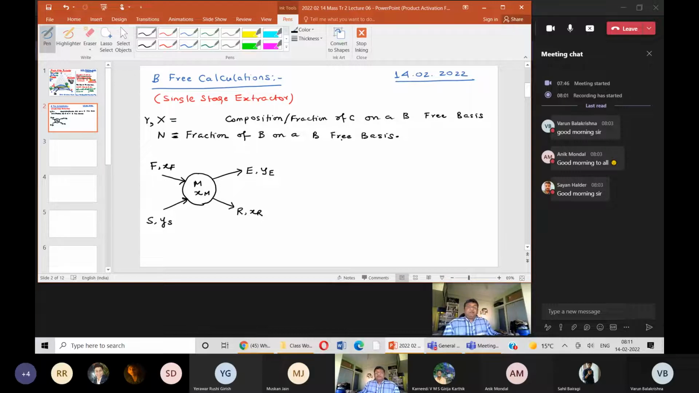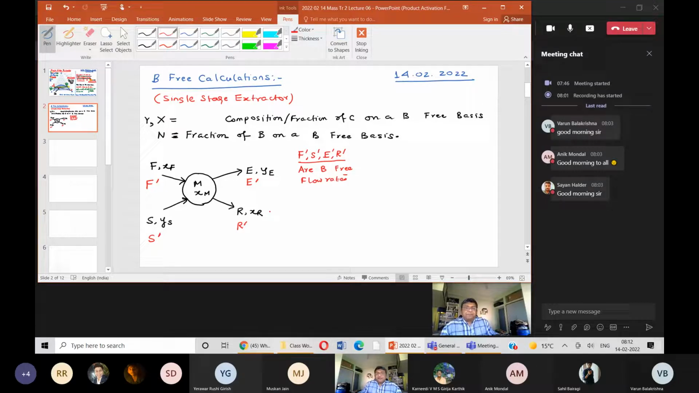What exactly does B-free calculations mean? The streams are the same, right? But however, we are going to define a new set of streams, F dash, S dash, E dash, and R dash. So F dash, S dash, E dash, R dash are B-free flow rates. So what does it mean?